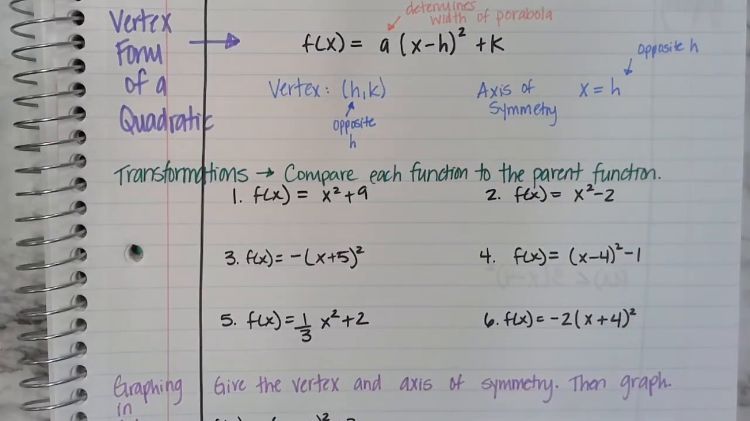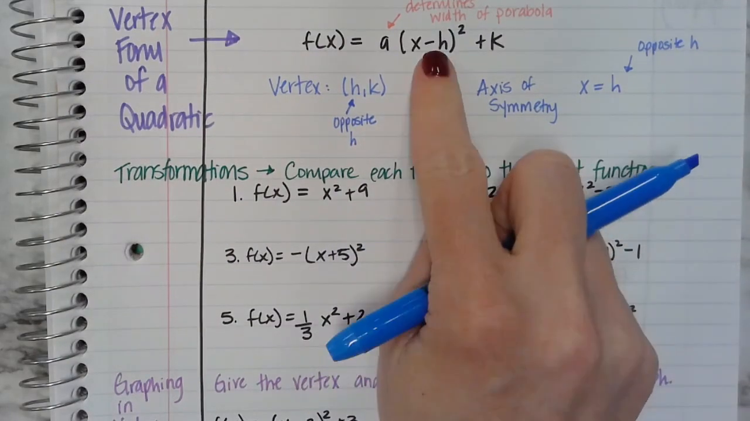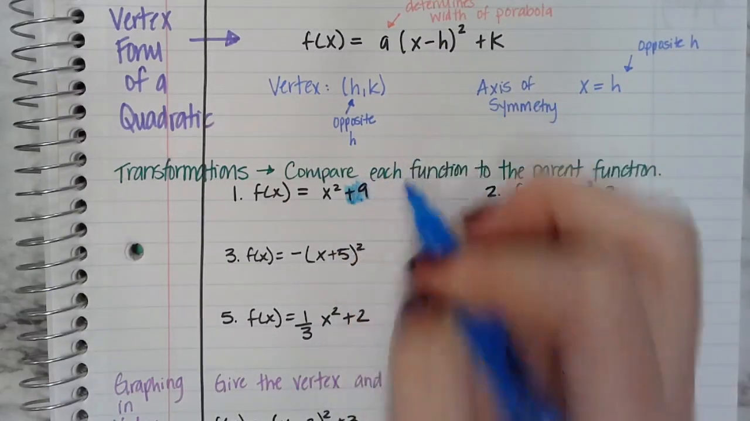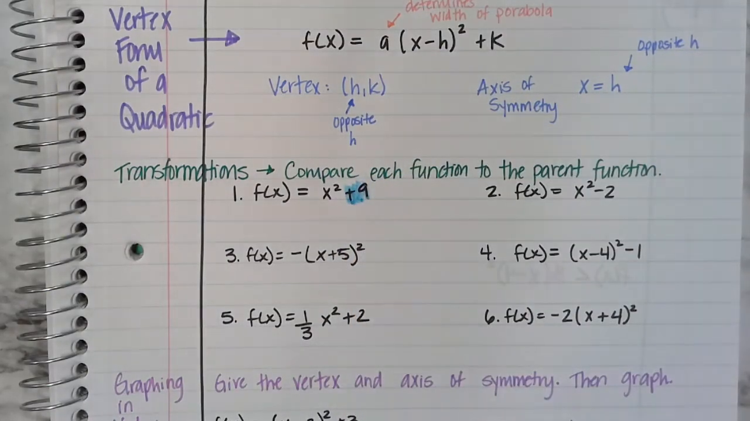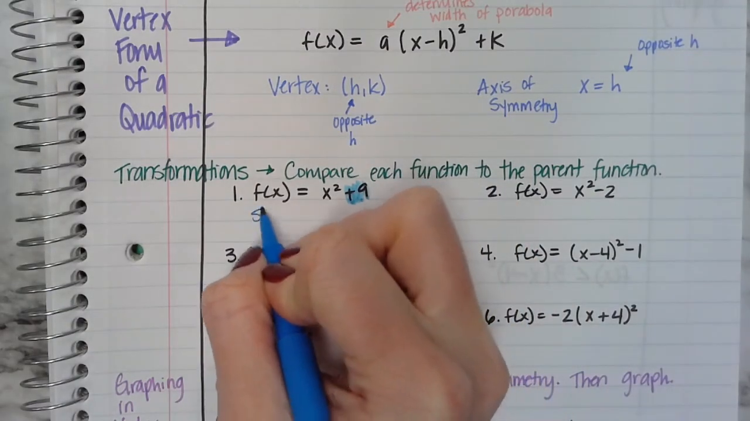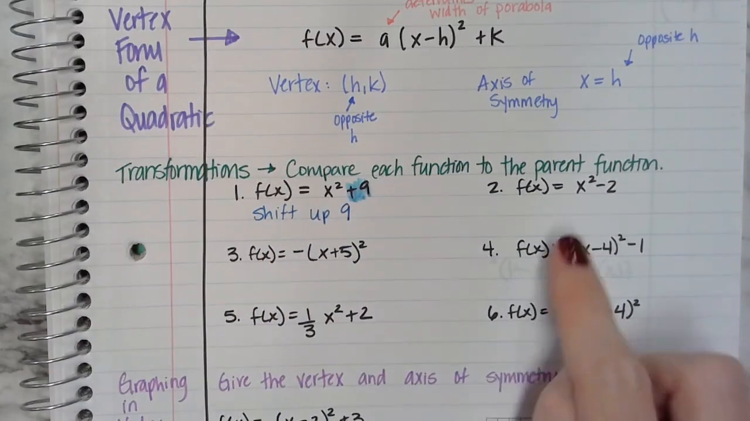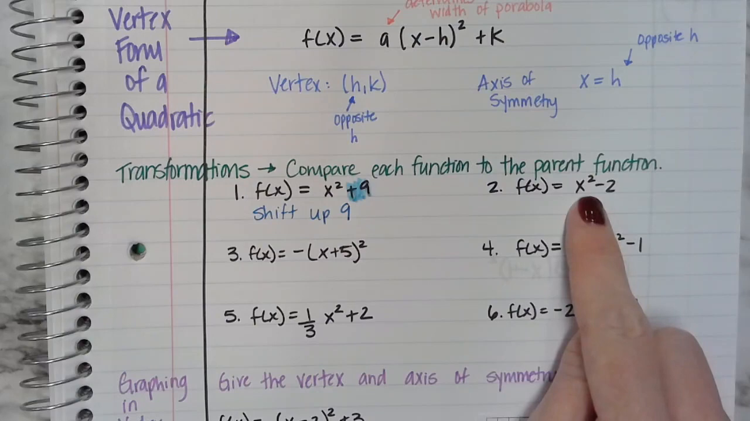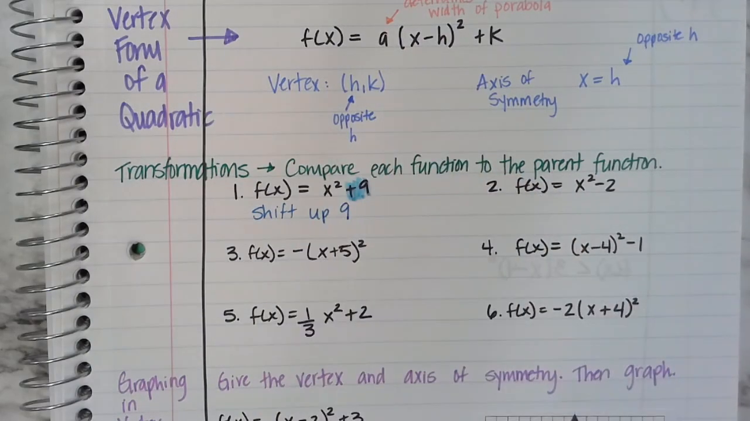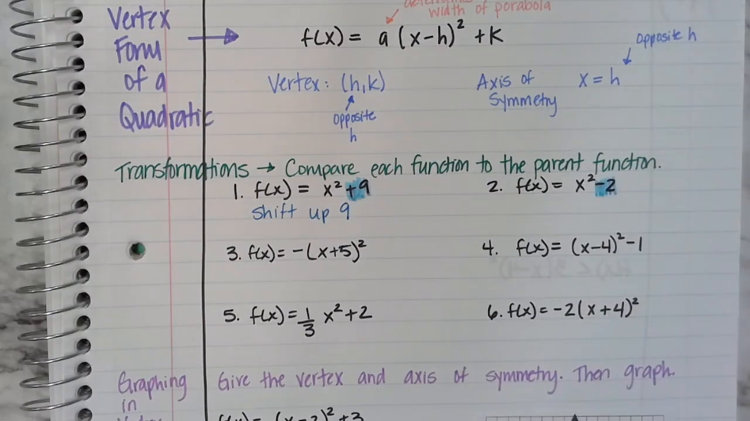So taking a look at number 1. All right, so there's no parentheses, which means there's no h value here. We just have this positive 9. And so that is our k value, which is a vertical shift, shift up 9. Taking a look here at number 2, same thing here. We don't have any parentheses, so there's no h value here with x, and we have minus 2. So that again is a vertical shift down 2.